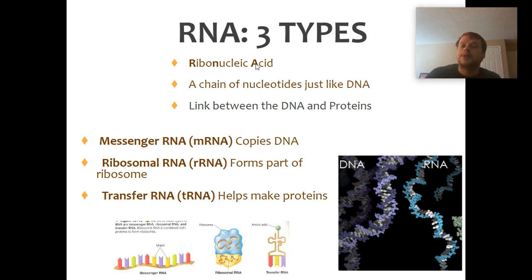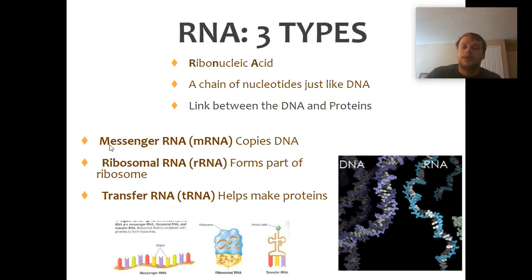There are 3 types of RNA. All of them are integral in the translation process. So remember, it's a chain of nucleotides like DNA, except the difference is it has uracil, and it is our link between the DNA and the RNA.